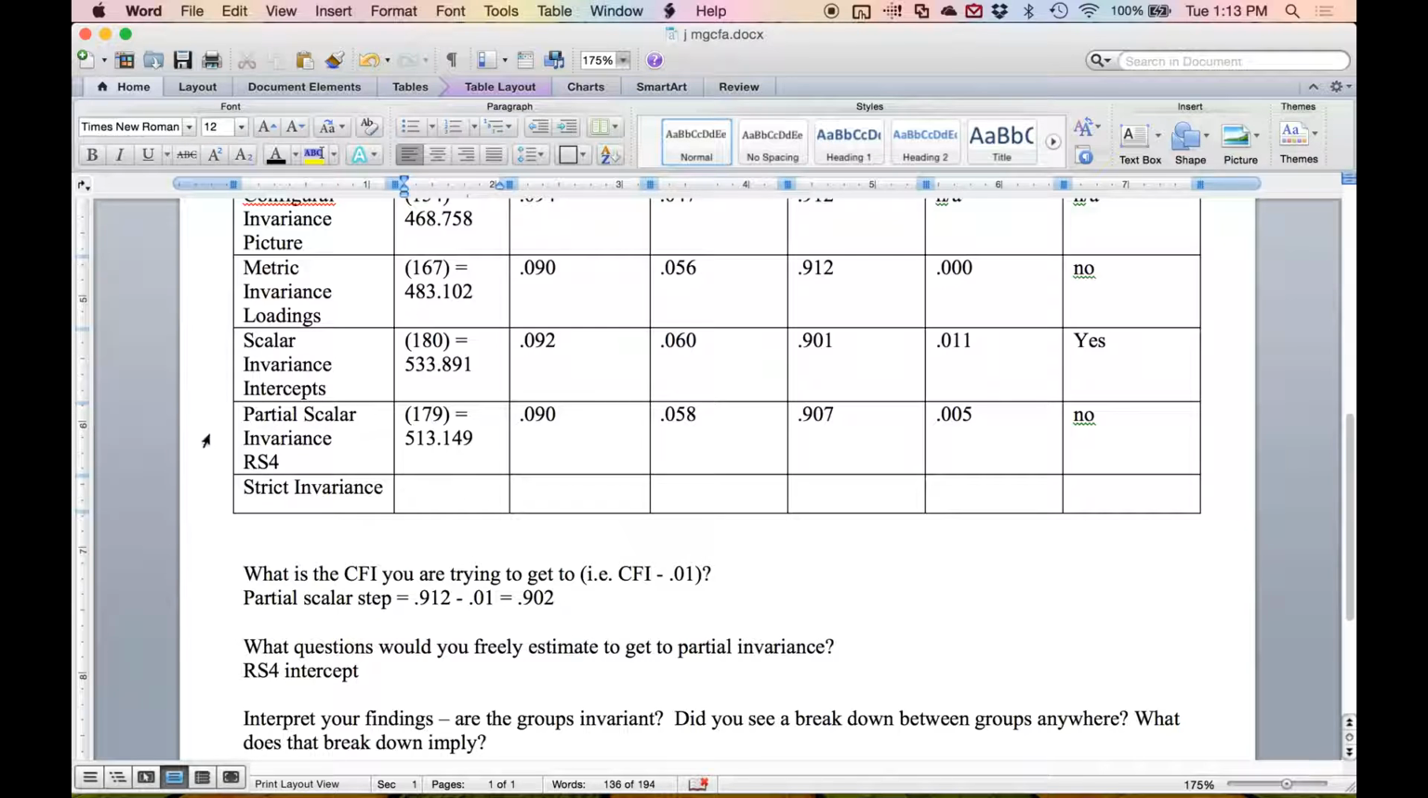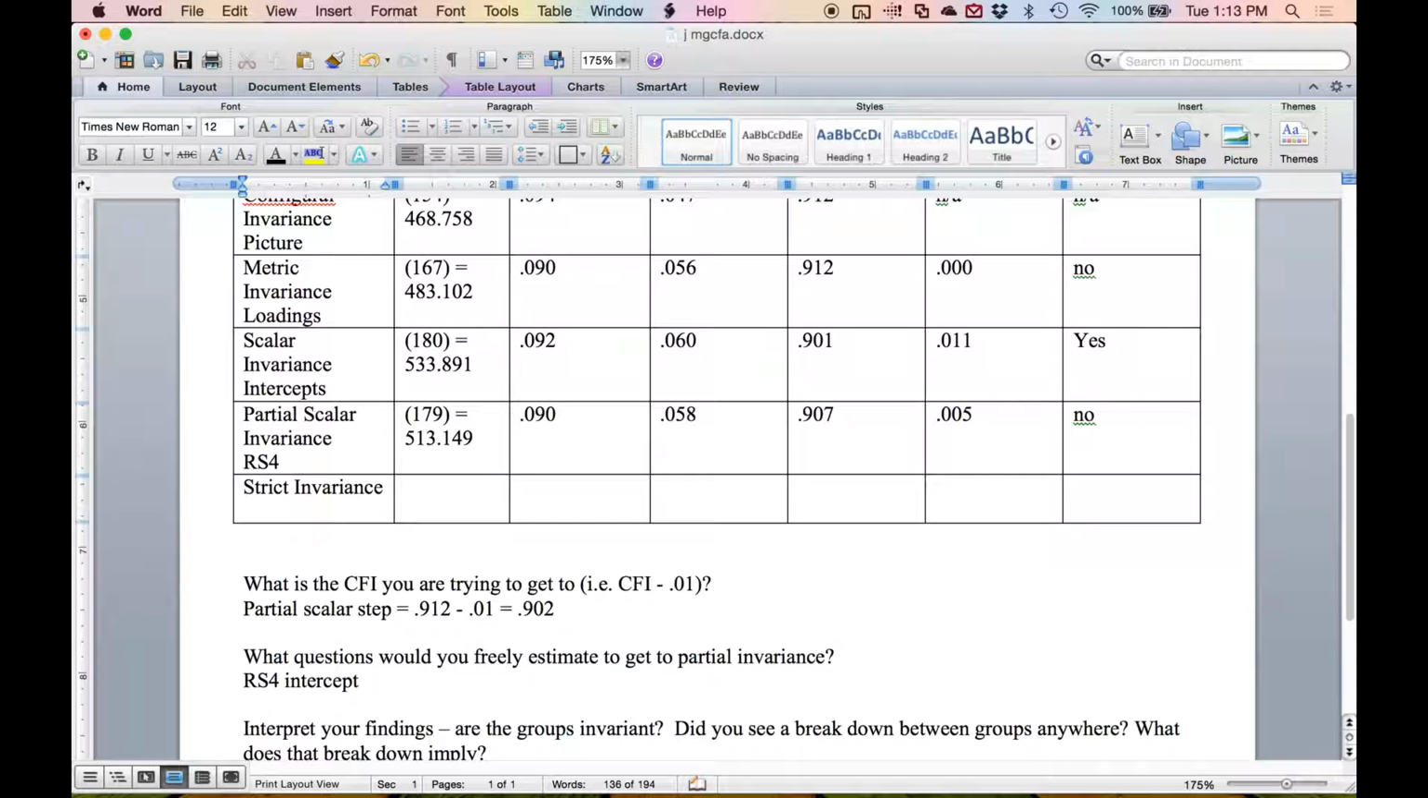Okay. All right, so what is strict invariance though? And these are going to be your error variances. And so this allows you to look at the variance for each question. So we're going to test if the residuals are the same for each item. So we've kind of worked our way from the latent variable out. So we went from loadings to average scores or intercepts to now the residuals. And we're going to see if they have approximately the same residuals across each group. What would it mean if they didn't have the same residuals? I get asked that a lot.